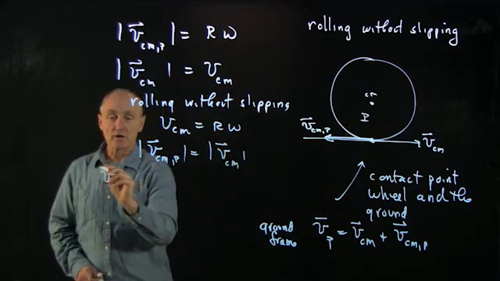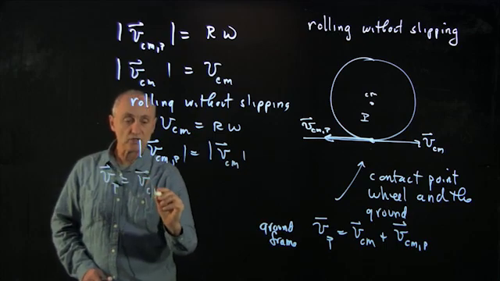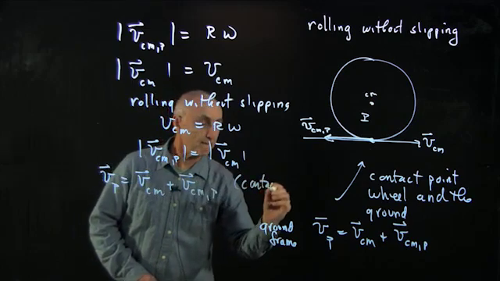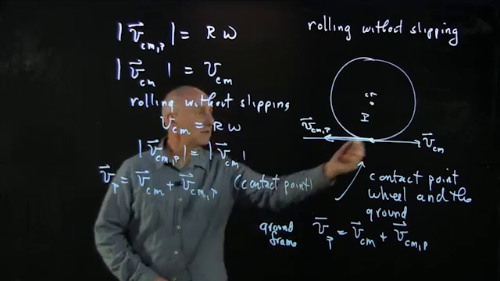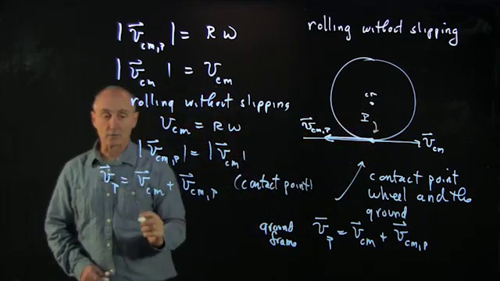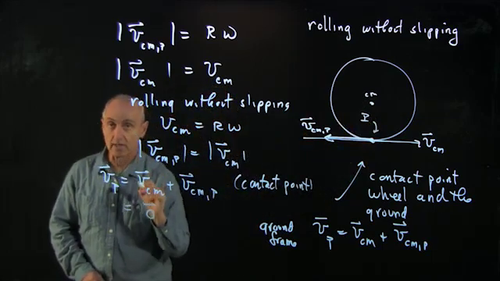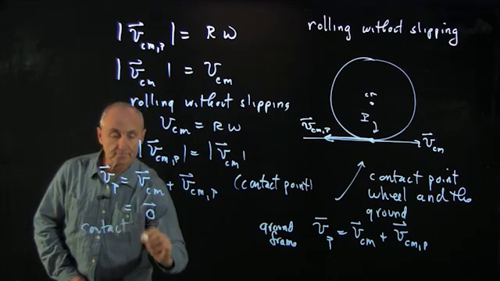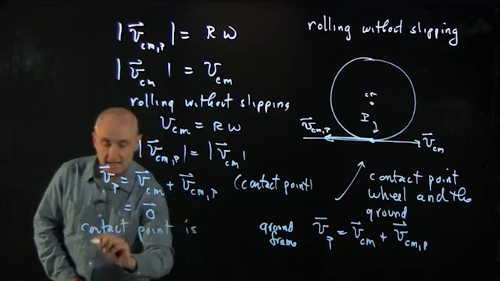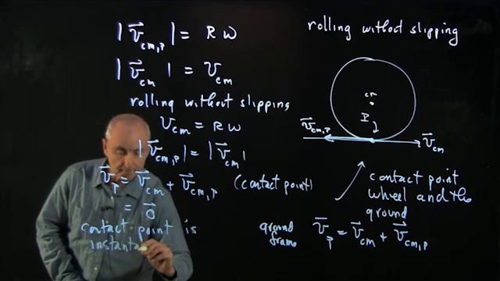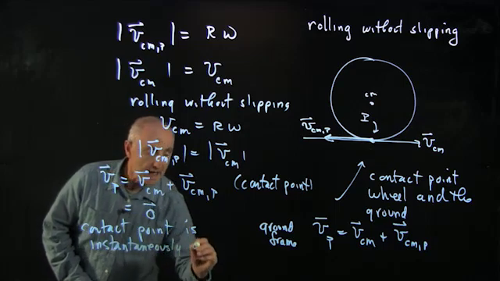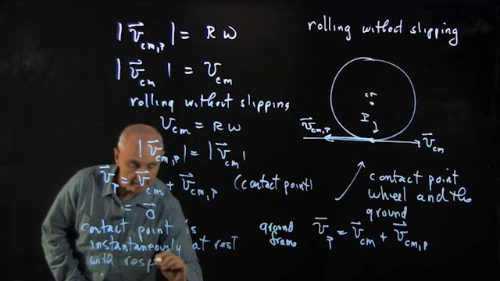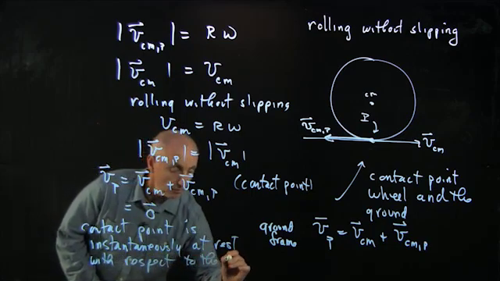And therefore, the velocity of P, which is the sum of these two vectors for the contact point, so that's when P is in contact with the ground, is equal to 0. So what we say is that the contact point is instantaneously at rest with respect to the ground.